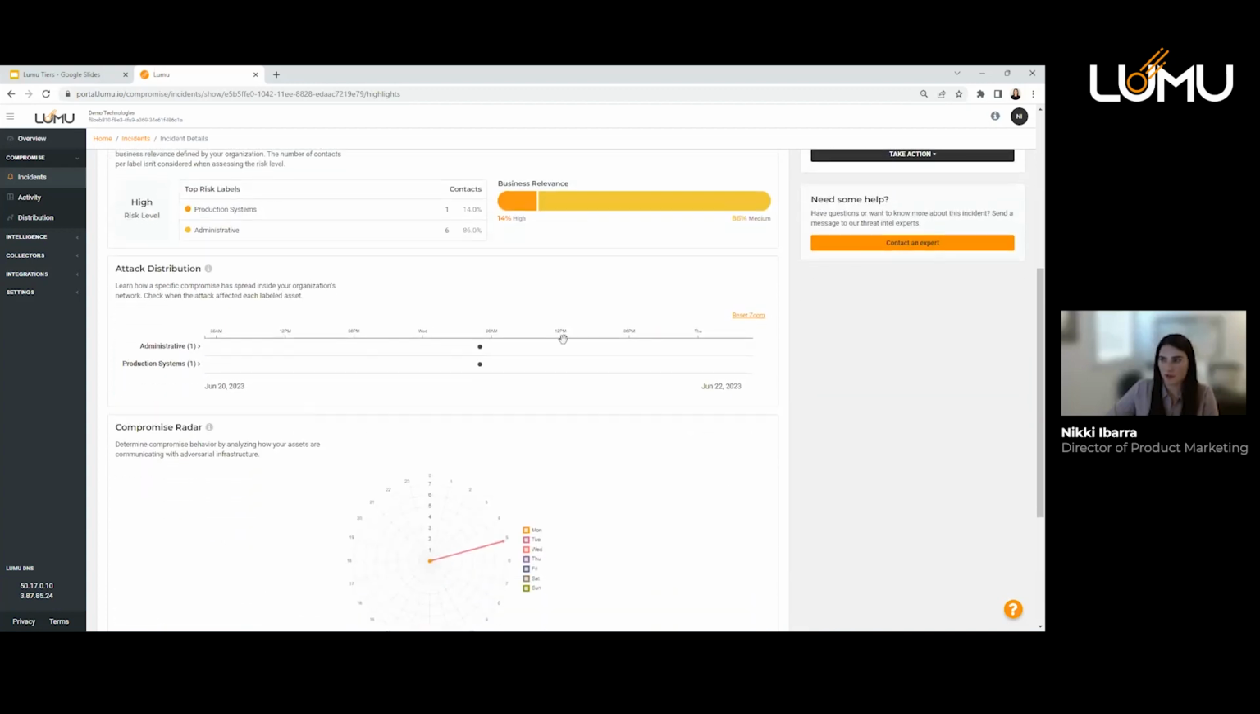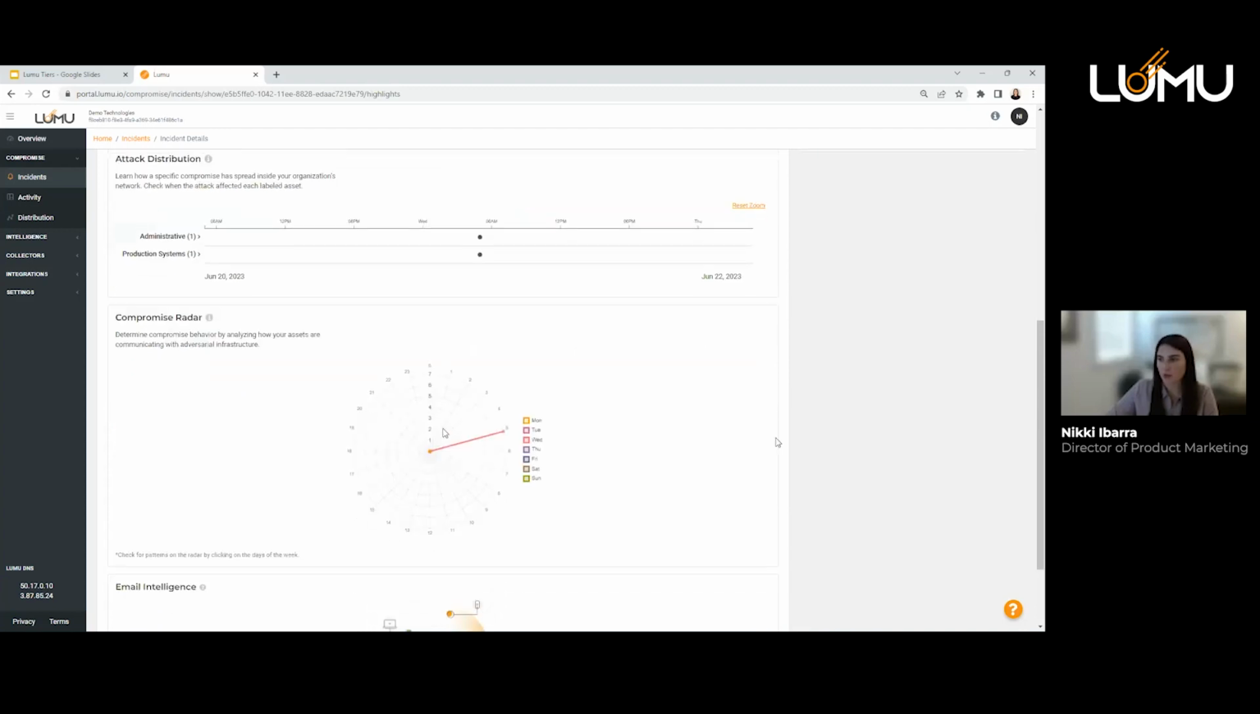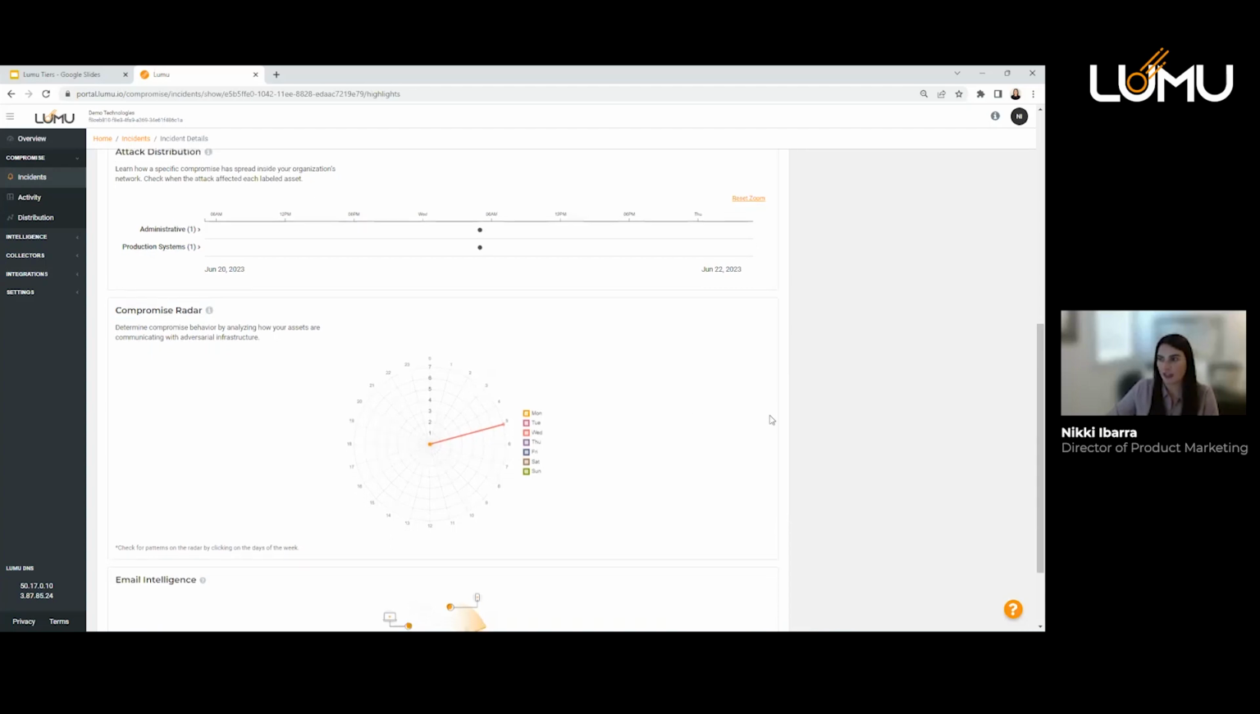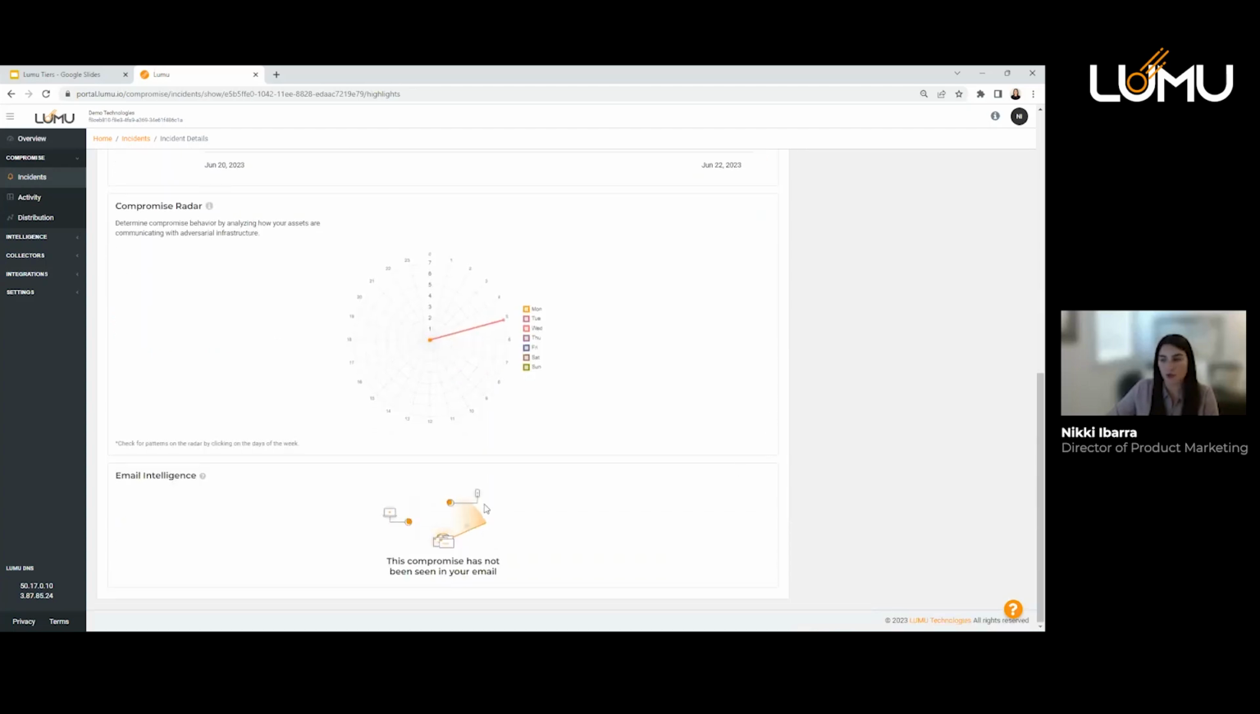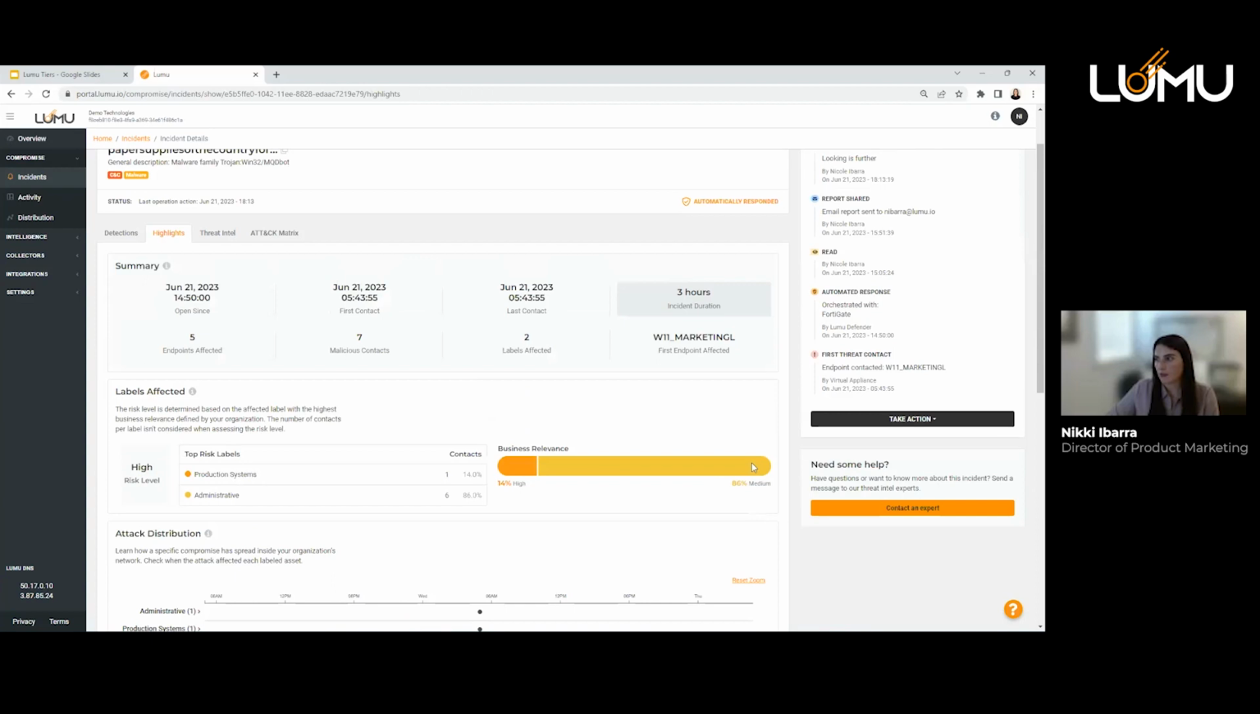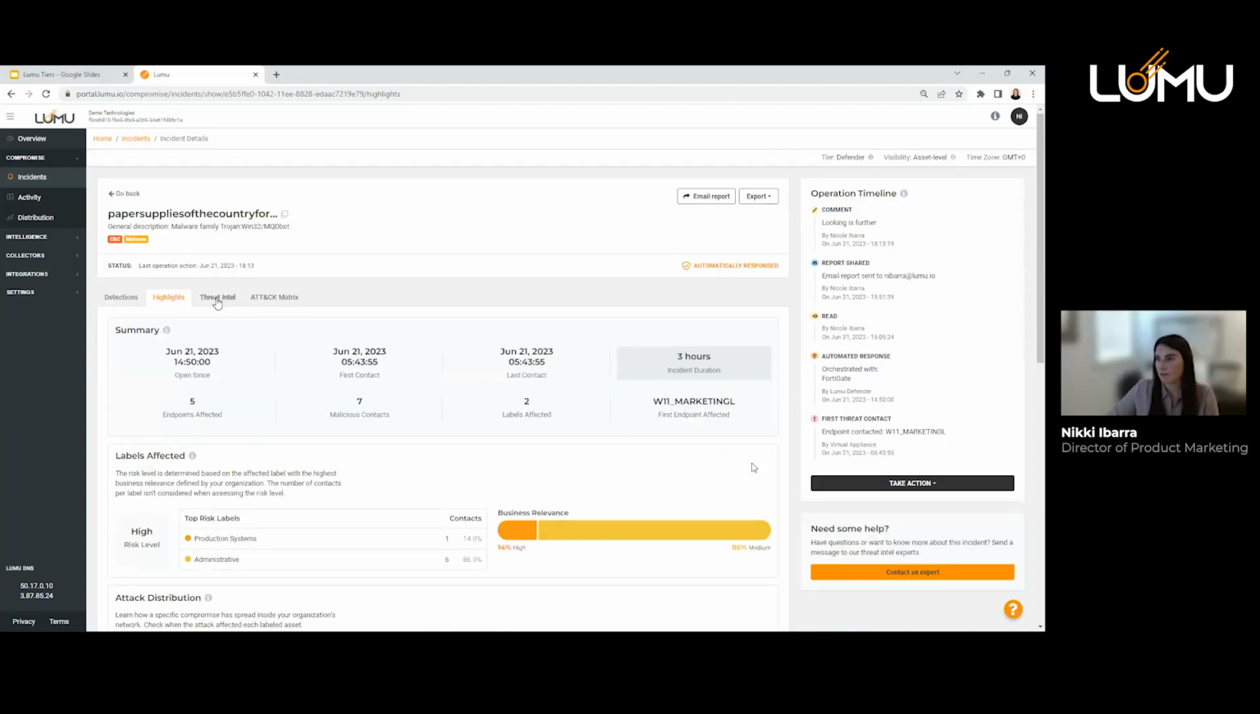Now how it's being distributed, again, just how it's moving, more of a timeline perspective. And then the compromised radar, depending on the incident, depending on the number of contacts, you see sort of how it's moving across the organization, which days, what times of the day. Another way to visualize that. If there's any email intelligence, that's included here too. It totally depends on the nature of the incident. If there is no email intelligence, it won't be included. It depends on the type of incident you're looking at.